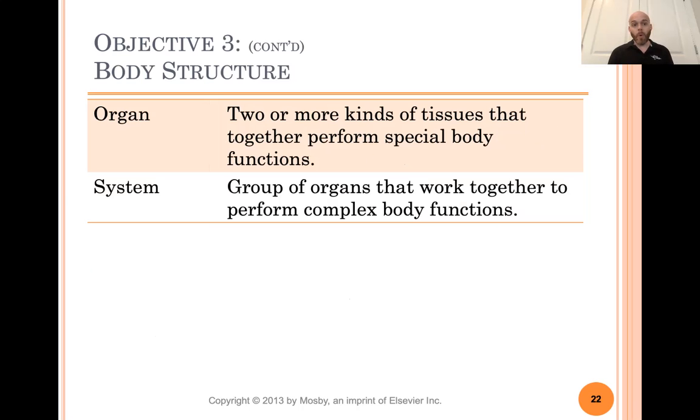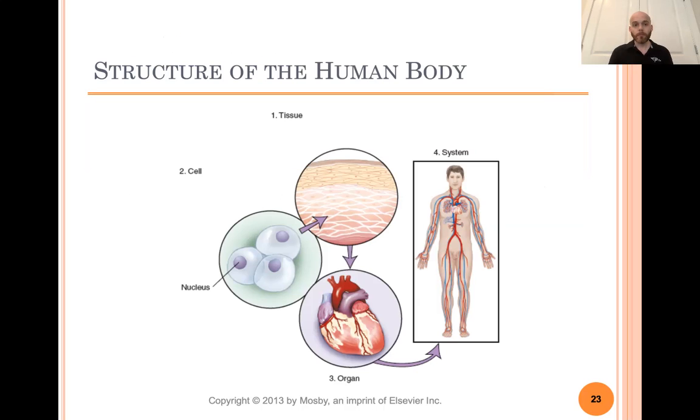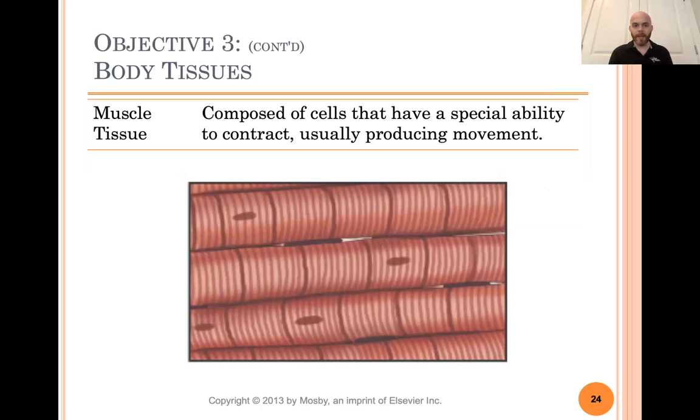And then an organ is two or more kinds of tissue that come together to perform a special body function. So muscle tissue will come together and form an actual muscle belly, like it will form one of the heads of your bicep. So that's actually an organ. And then the system is a group of organs that work together to perform complex bodily functions. That would be your muscular system or your musculoskeletal system. But again, you're going to go through it in a lot more depth in A&P.